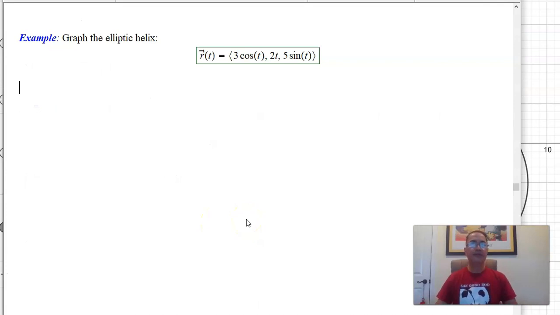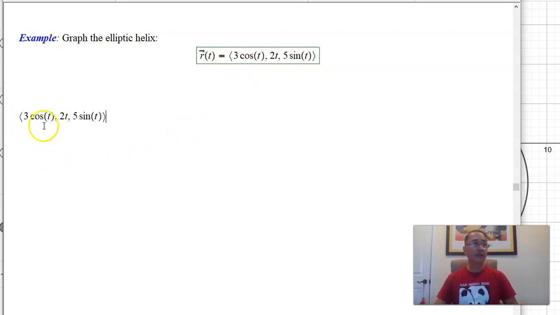All right, now for something very different. We're going to take a look at the elliptic helix. So its parametrization is given by 3 cosine t, 2t, 5 sine t. Okay, so in the PDF, we see what's called the standard helix, where it is a little bit more boring.